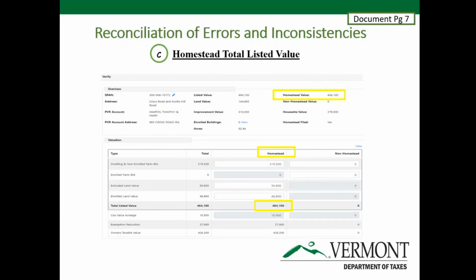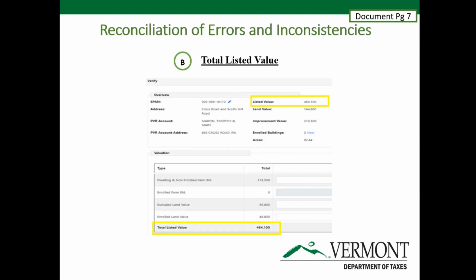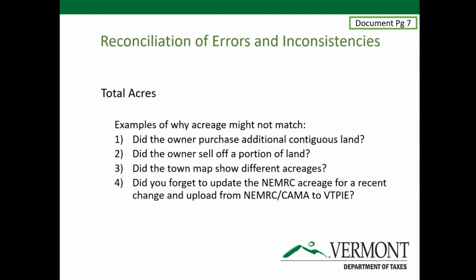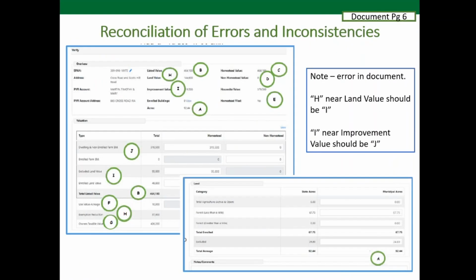Deanna, someone is asking before we get too far, remind me again of the H and I bubbles on the last slide. Sure. Yep. So the H bubble should have been I at the top of the screen. Let me get back there. In your document, page 6, and I apologize, I did not include page numbers, but if they're stapled in order, this should be easy to find. This H at the top where it's next to land value should have been an I. And this I next to improvement value should have been a J to correspond with your documentation.